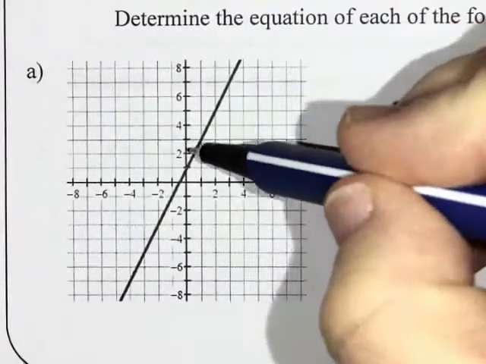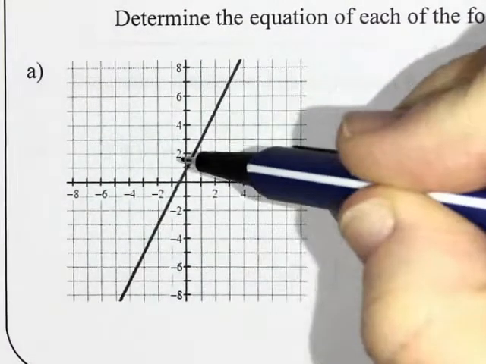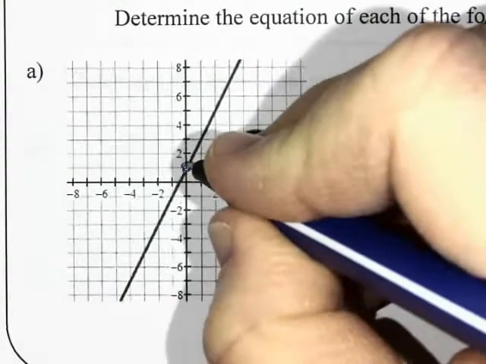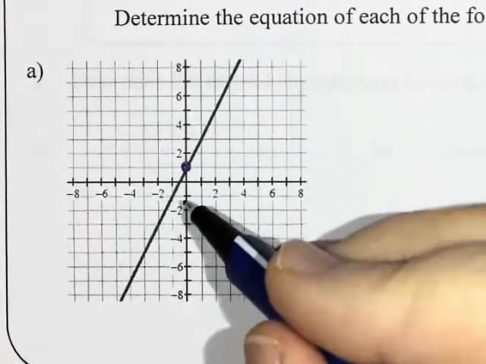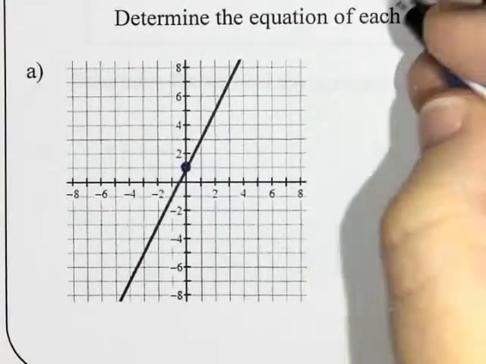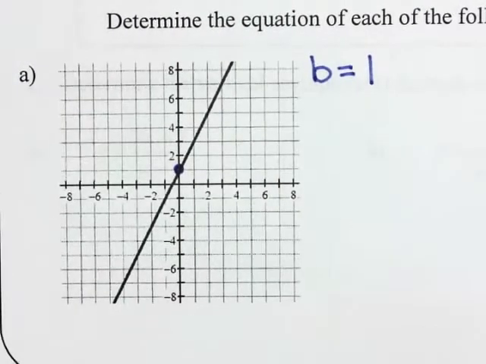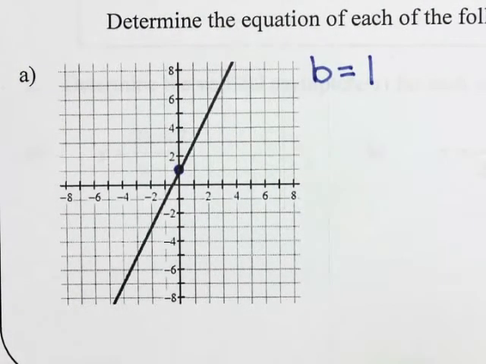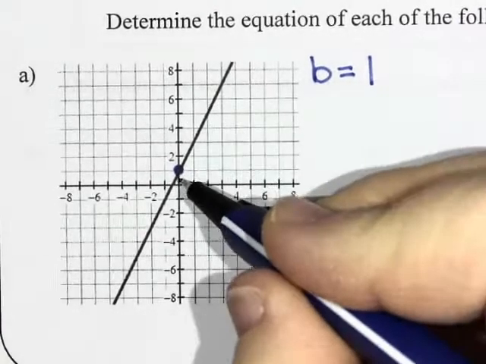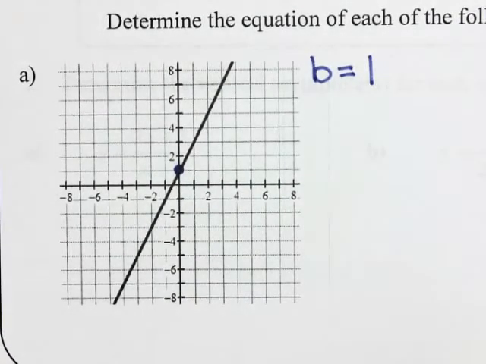The y-axis is my vertical line here. Where it crosses the y-axis is my y-intercept. So the y-intercept here is 1, so my b equals 1. Now to get the slope, there's a couple of things you can do. You can pick 2 points and then calculate y2 minus y1 over x2 minus x1. We've used that this year when we were doing rate of change.